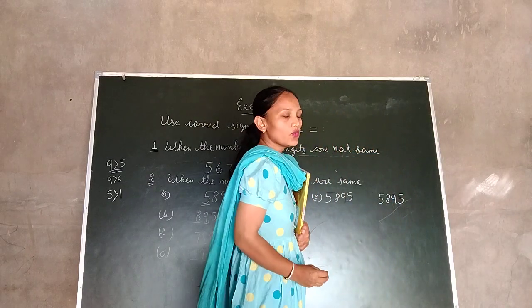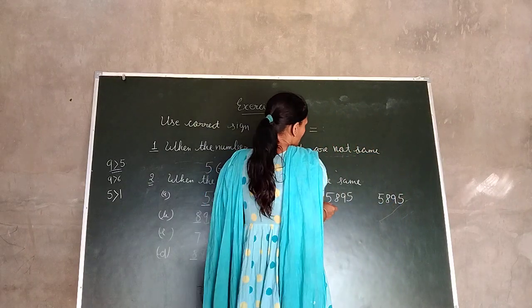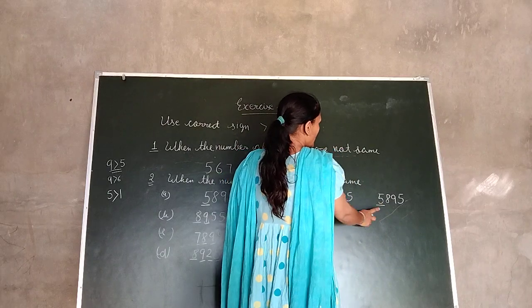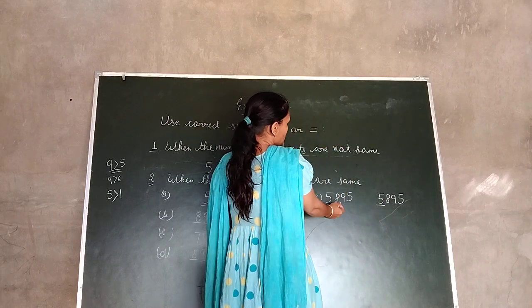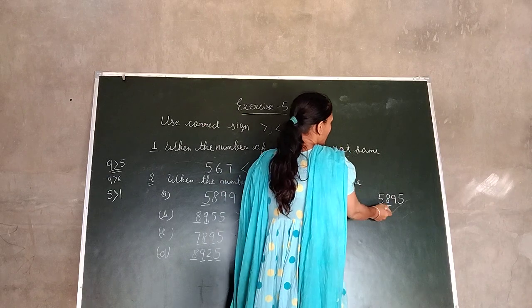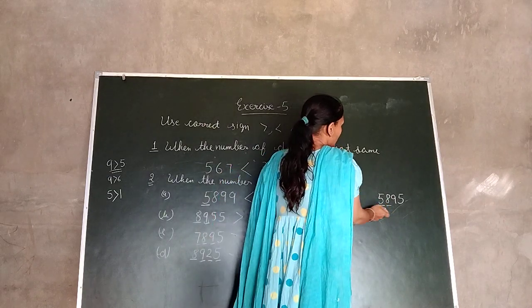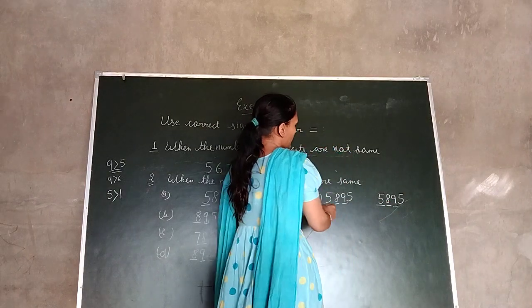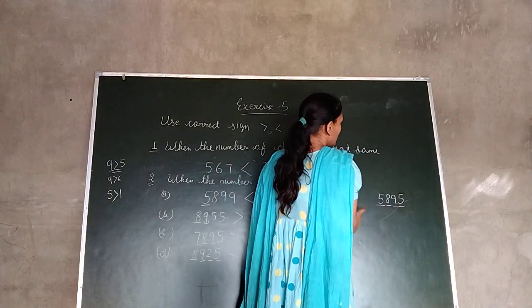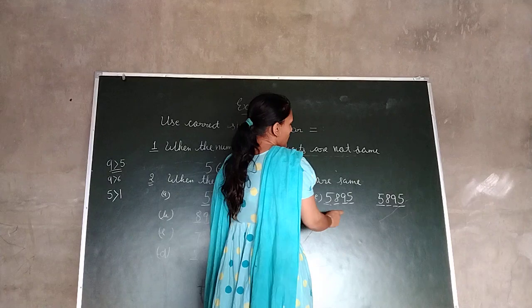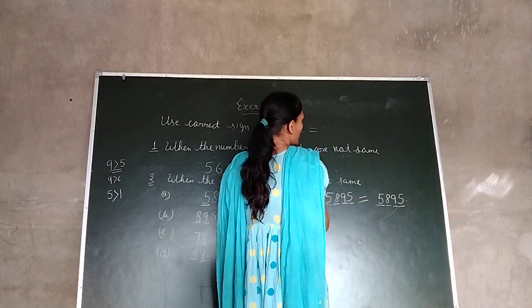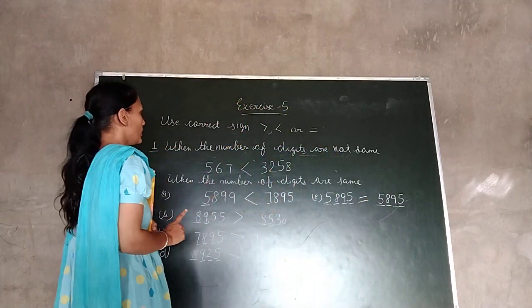So what we will do, first of all we will compare the digits in thousand place. Both are same. Next we will compare the digits in hundred place. Both are same. Next we will compare the digit in tens place. Both are same. Next we will compare the digit in ones place. Both are same. What it means? It means both the numbers are equal.